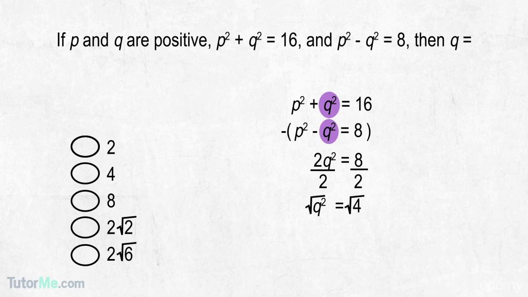Finally, take the square root of both sides and you'll get q equals plus or minus 2. Therefore, our answer is 2.